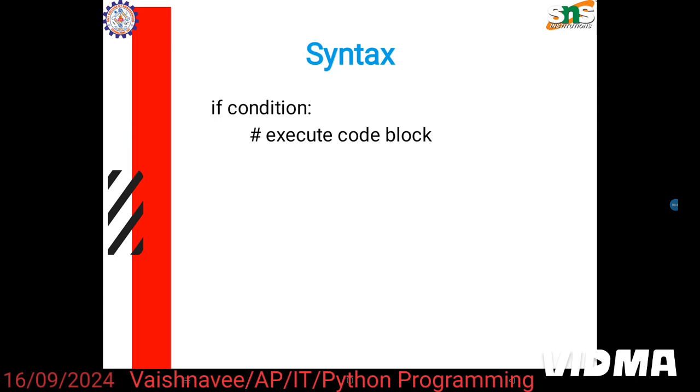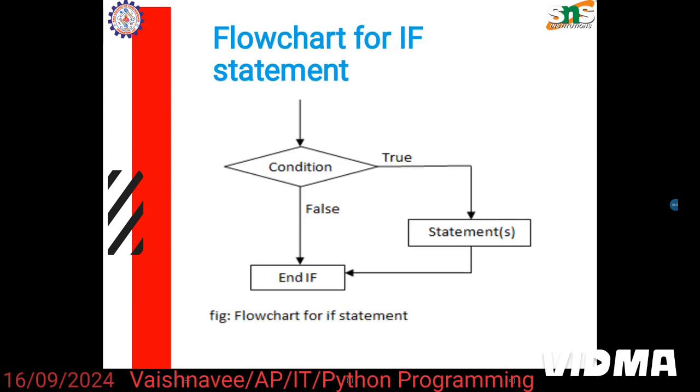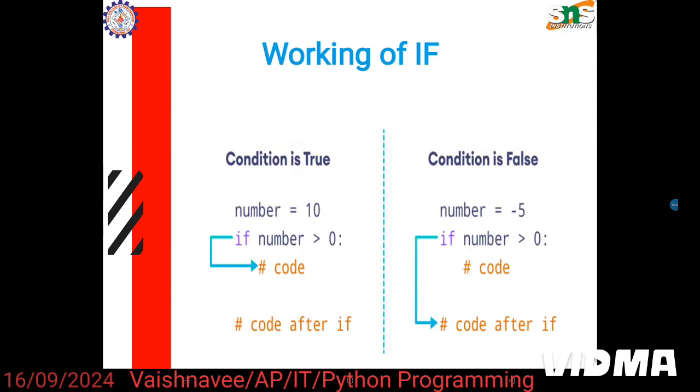This is the syntax for if. If condition, we just want to give the condition and a colon. Always, a conditional statement must end with a colon. The flow chart, for example: if will check the condition. If the condition is true, it will execute the statement and end, or else it will end directly.